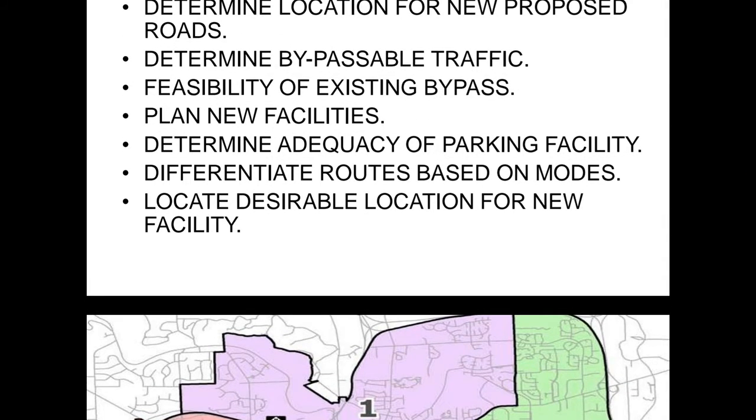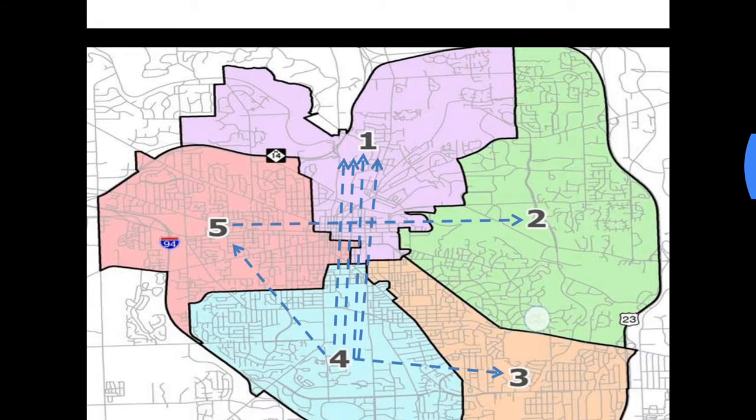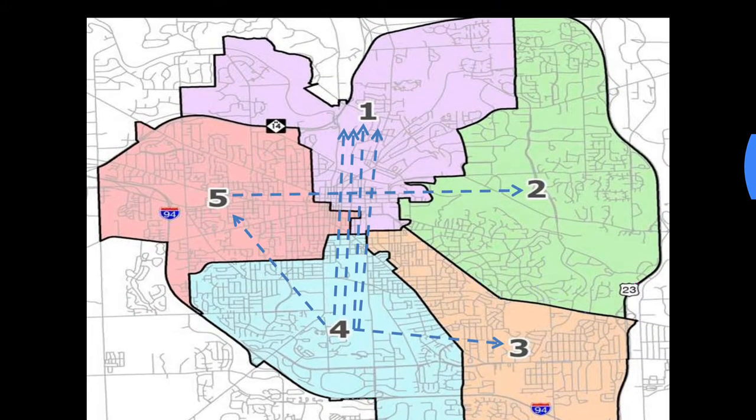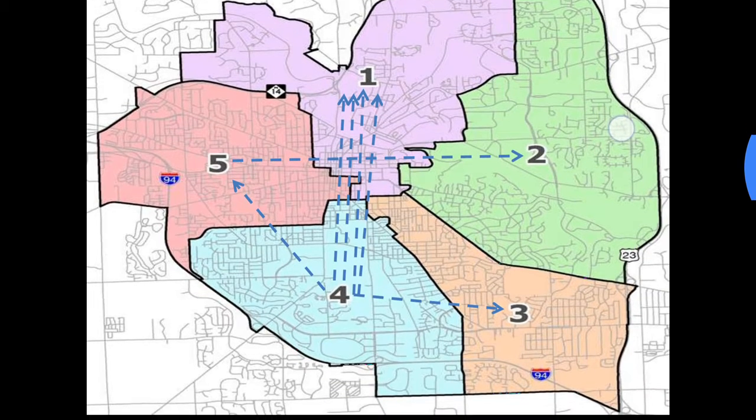Differentiate routes based on modes. Okay, so there are different modes, as I told you earlier on. Our travel mode can be two-wheeler, car, bus, or trains, taxi, auto, or even walk or bicycle. Okay, all these are travel modes. Now based on the travel modes, we can provide different road systems.